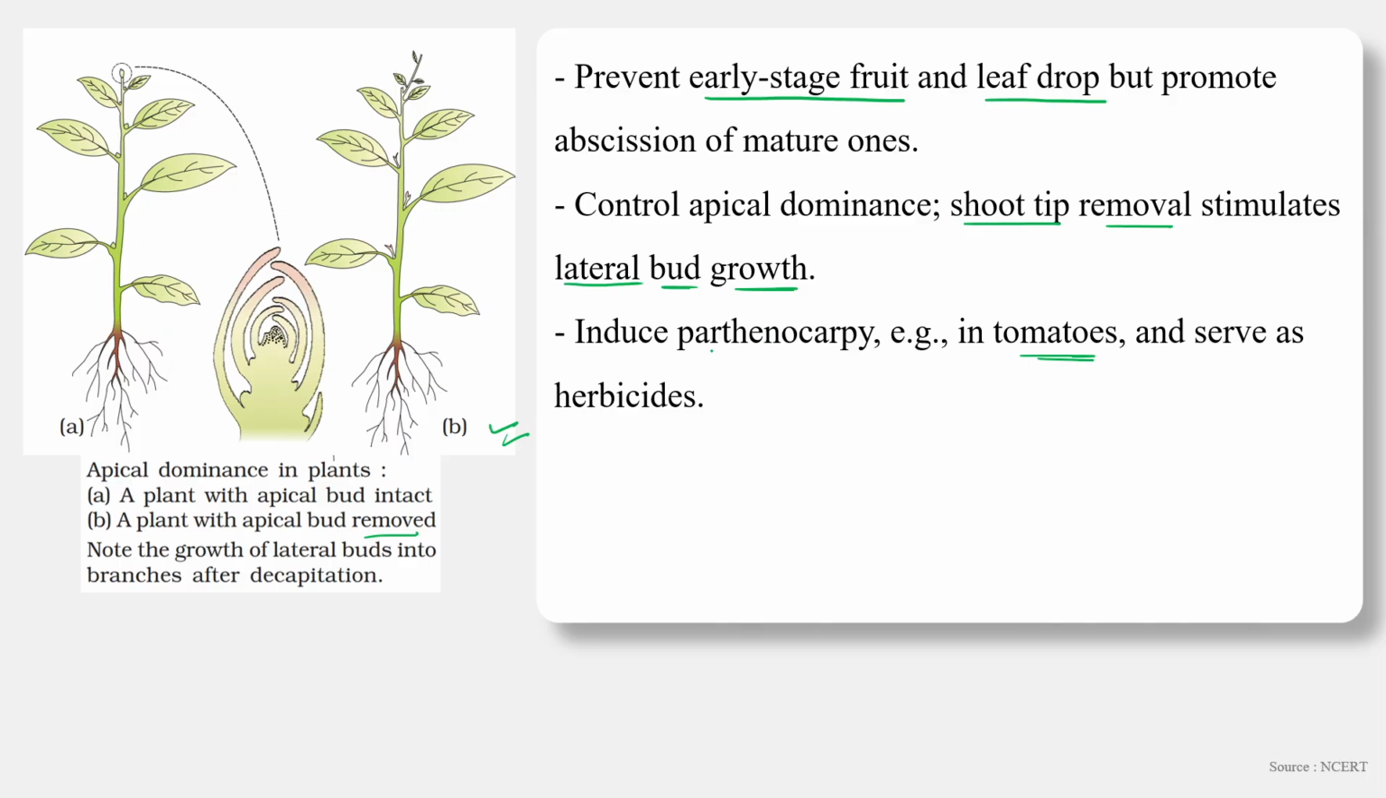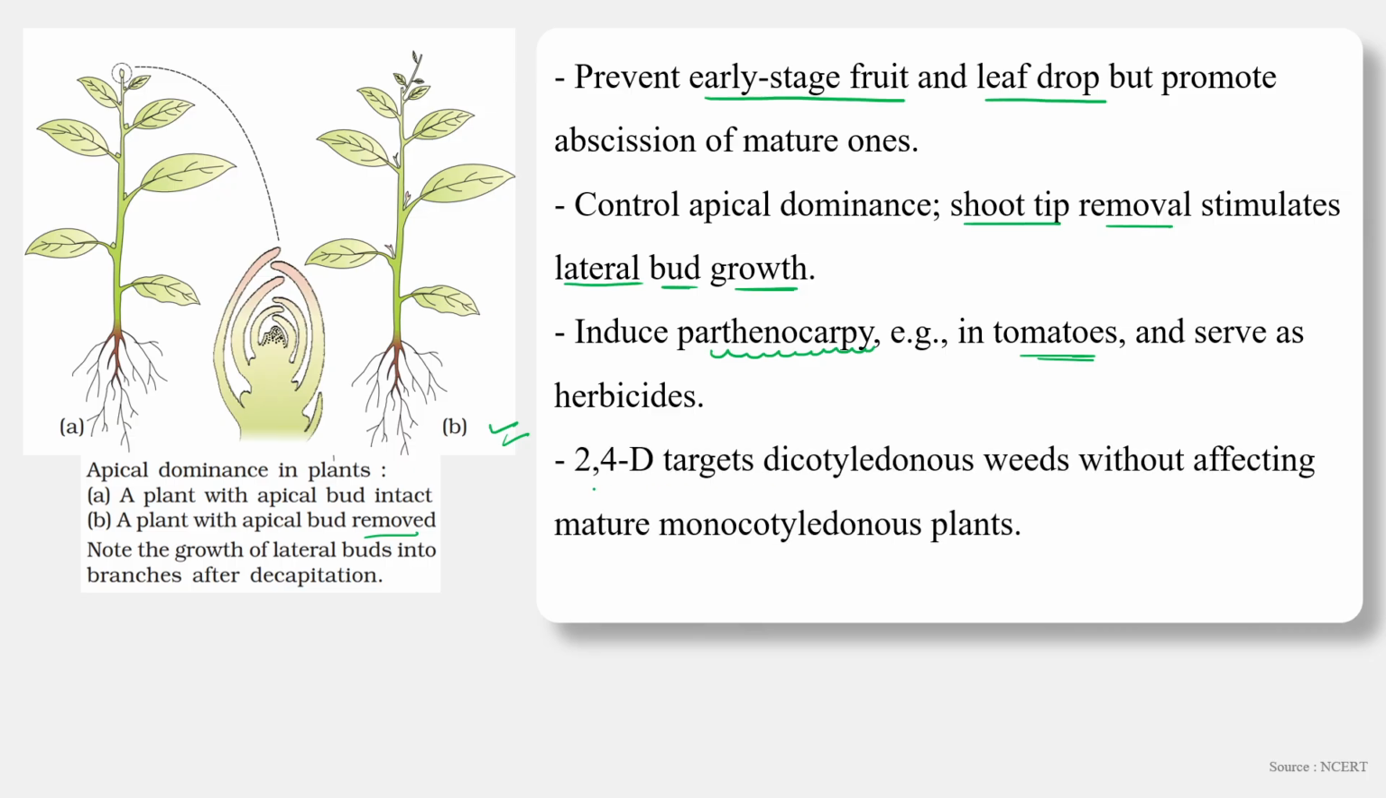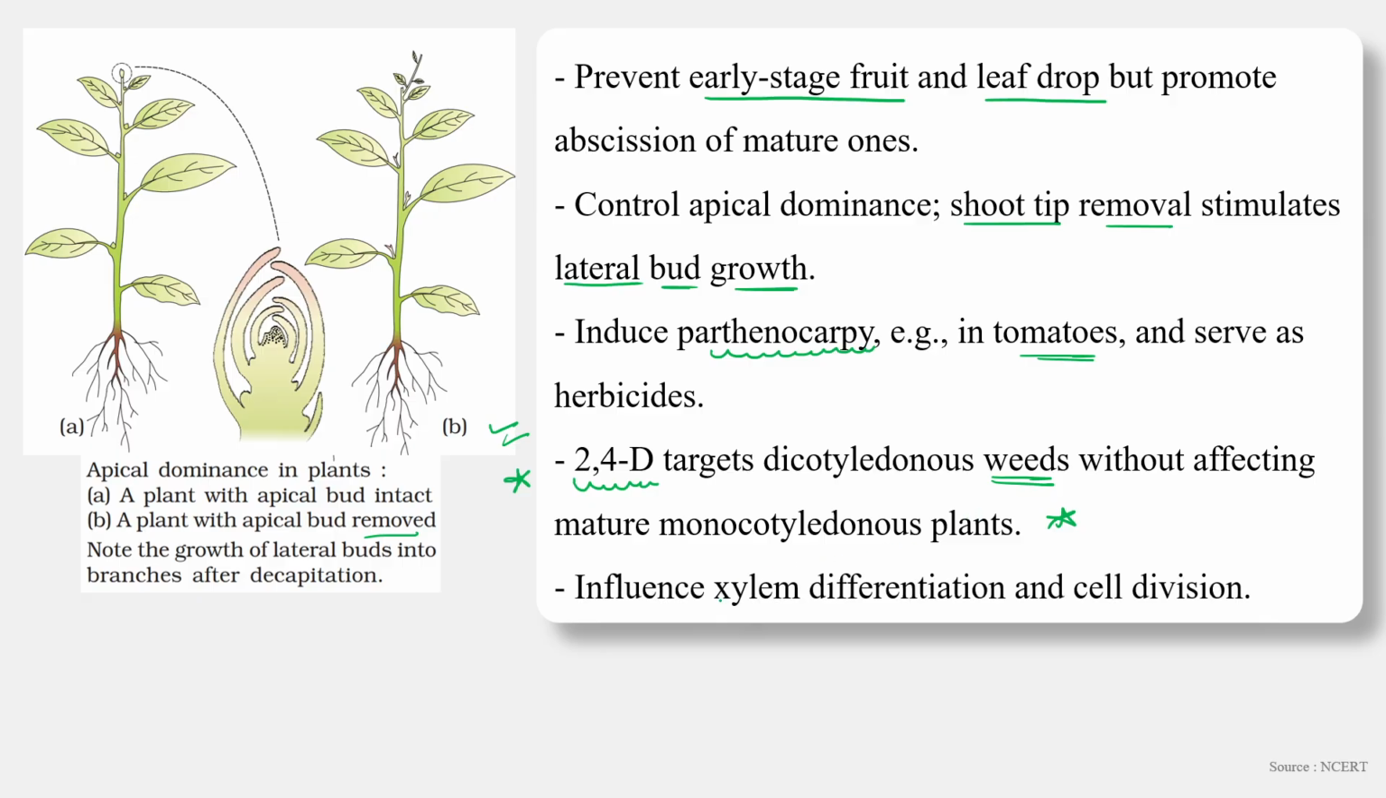Auxin also induces parthenocarpy, seedless fruit, as in tomato, and it also serves as a herbicide. 2,4-D is a type of auxin. It targets dicot weeds without affecting mature monocot plants. So 2,4-D acts as a weedicide. It targets dicot weeds without affecting mature monocot plants, and sometimes questions are asked on this line. It also influences xylem differentiation and cell division.